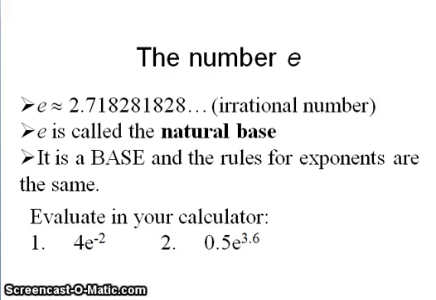Okay, our lesson today is over the number e. Now, e is approximately this number right here, which is actually an irrational number. It occurs in nature and eventually got to the point where mathematicians got really lazy and got tired of writing this number all the time, so they decided they would call it e, kind of like pi. And e is called the natural base because it occurs in nature. Now, it is a base and the rules for exponents are the same.